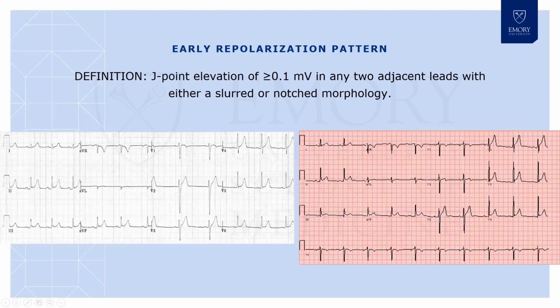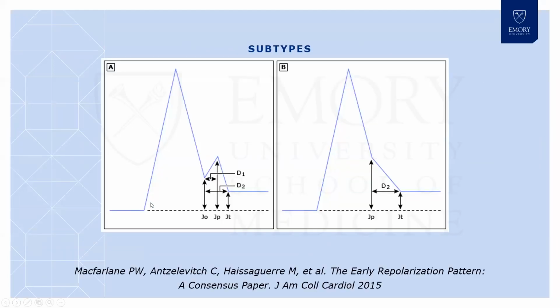So what is slurred and notched? Here in panel A, this is a notched morphology. You see J0 represents the J point. So there's increased ST elevation creating this notching pattern.